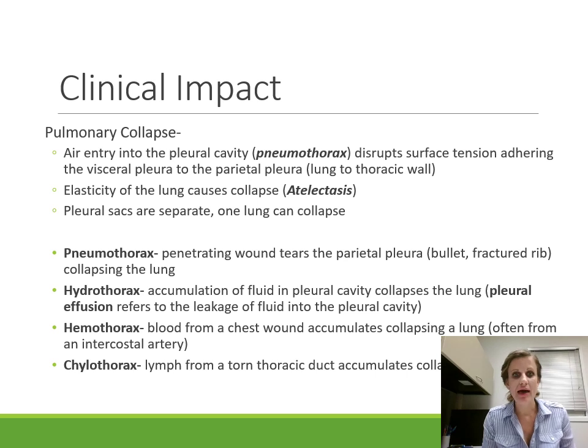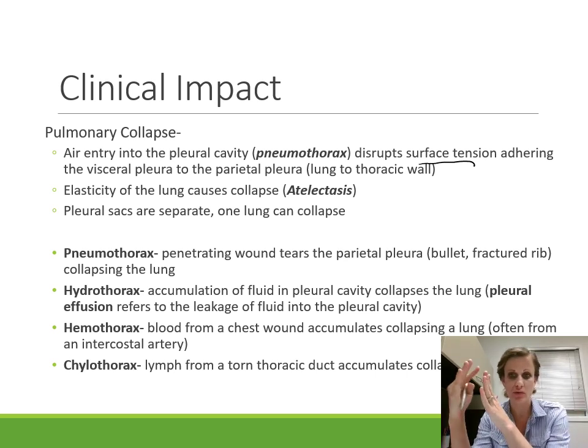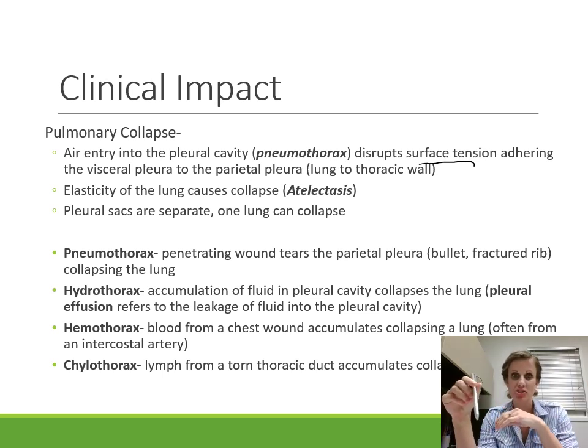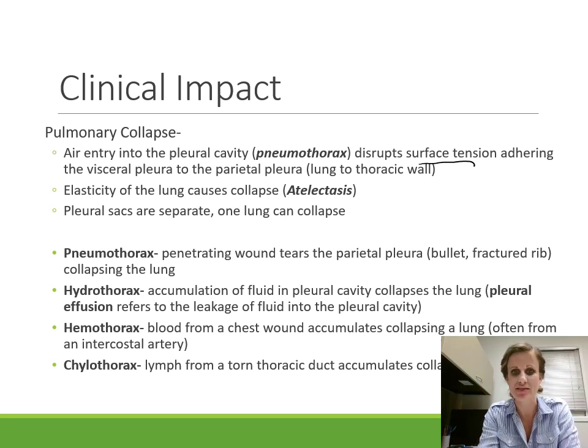The lungs can collapse when anything disrupts the surface tension between the visceral pleura and the parietal pleura. Remember that serous fluid that's present in the cavity creates surface tension, and that holds the two layers of the pleura together. And essentially that's holding the lungs out to the thoracic wall. It's keeping the lungs expanded. So anything that disrupts that surface tension can cause the lungs to collapse. Remember that the lungs are really elastic. So if there's nothing holding them out, that elasticity snaps them shut. We call that atelectasis.